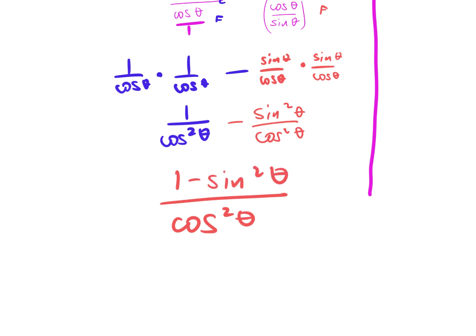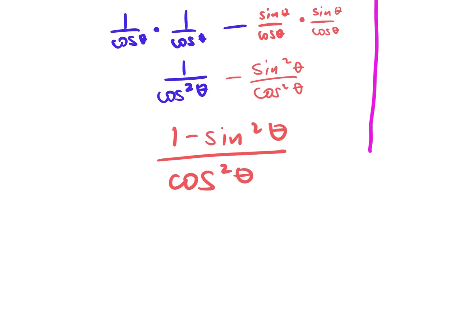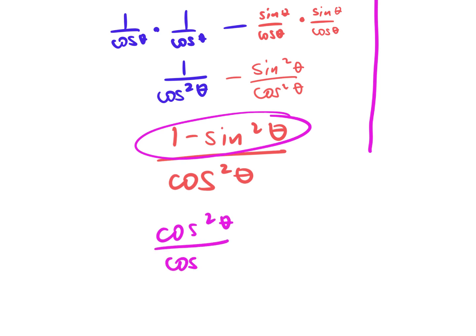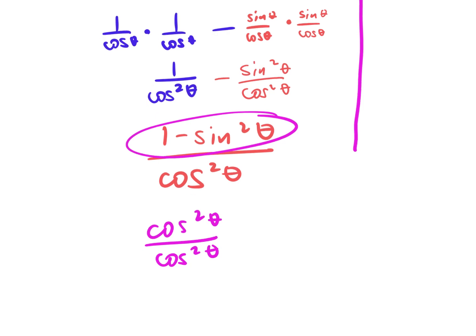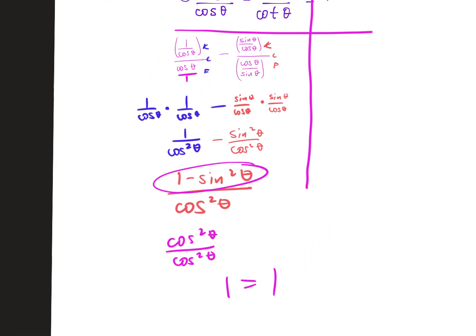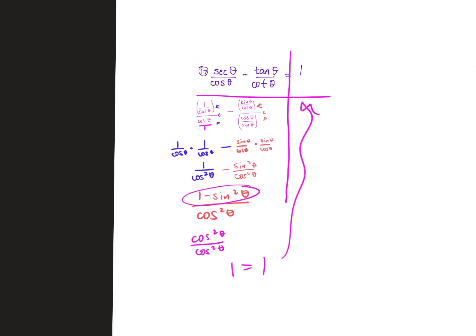All right. Look on your identity sheet. Does 1 minus sine squared mean anything to you? 1 minus sine squared, I can replace that and make it cosine squared over cosine squared. What happens when you have the same thing divided by itself? 1. It equals 1. Which is where we were trying to go. Yeah. Sure. Thank you.